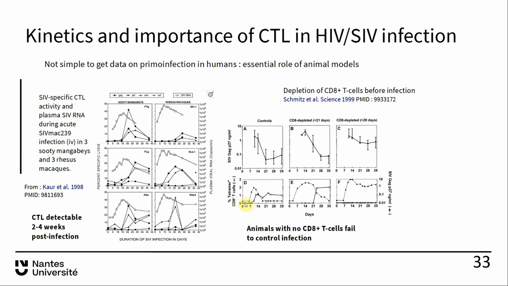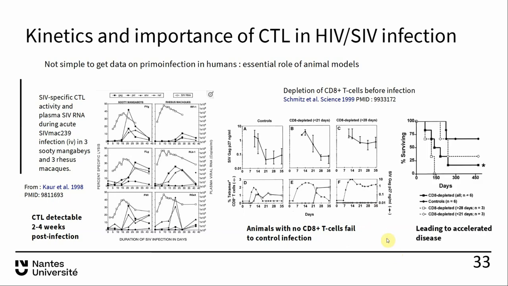And here's another example of the clear squares here. This is our detectable CTL against SIV, and the triangles, this is the viral load. So as the CTL come up, the viral load goes down. And in the macaques where you don't have any CTL response, well, the viral load stays up. Okay, so this is telling you that it's really the CD8 T cells which are responsible for the control of virus replication in this case.